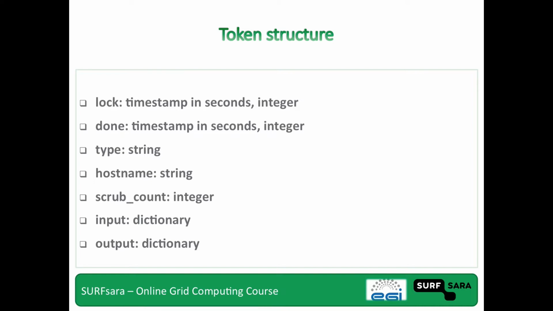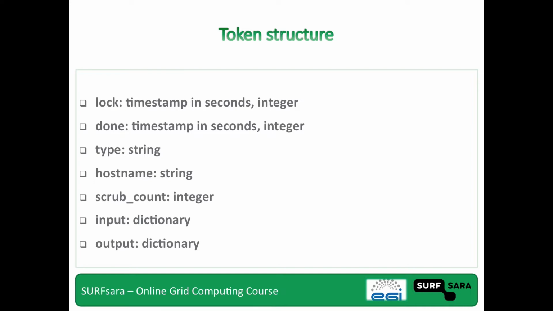So we first need a lock, and it will contain a timestamp converted to seconds, so basically just a large integer. This parameter will indicate whether a token has been claimed by a worker node and is set by that worker node when it starts the work that the token represents. The done field also contains a timestamp, but is set once the job completes. The difference between done and lock gives you the number of seconds the job took to complete.